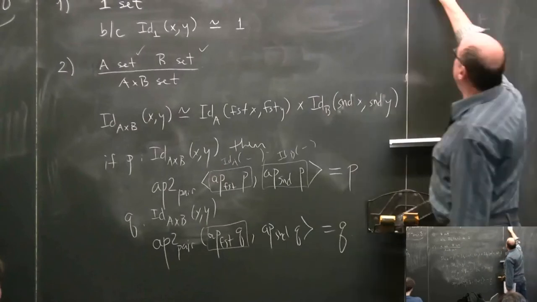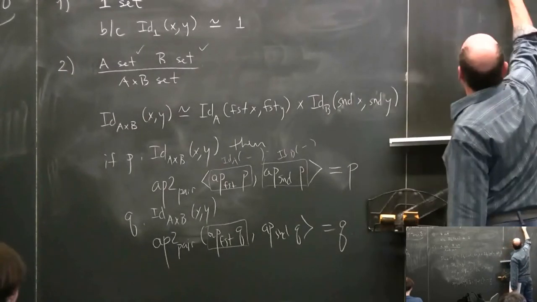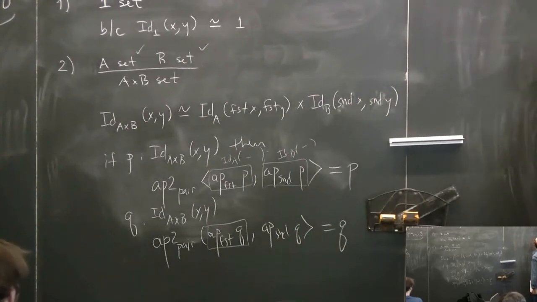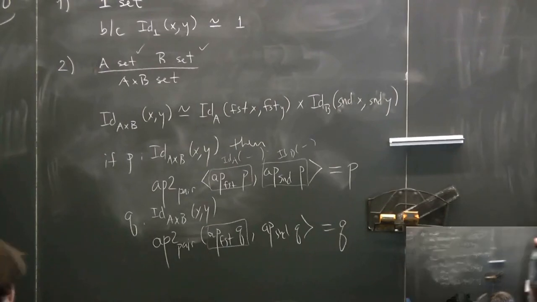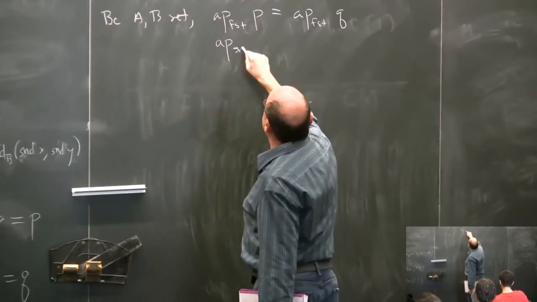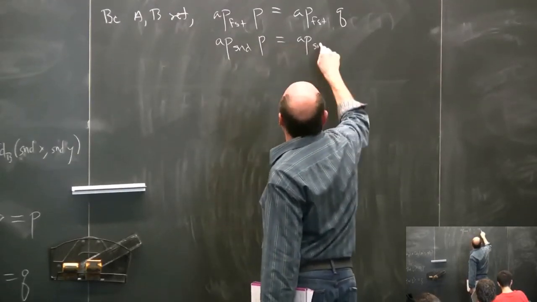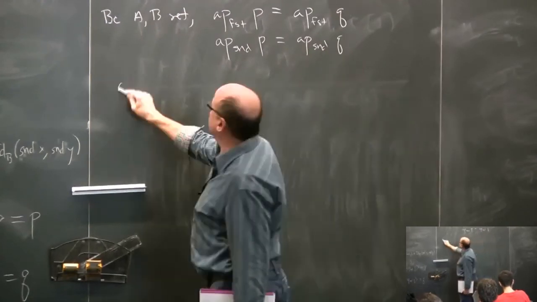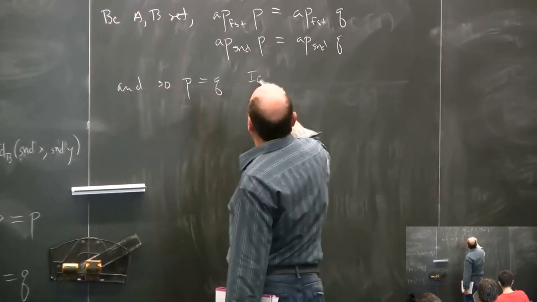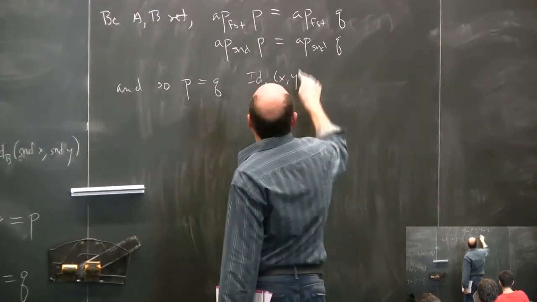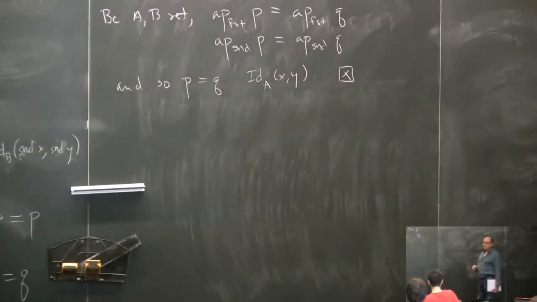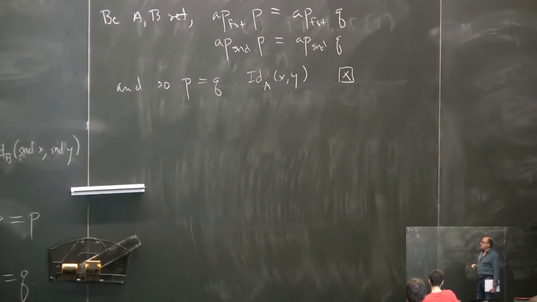So we know, because A and B are sets, then what do we know? That, well, component-wise, ap first of P is actually ap first of Q, because there is only one path between any two things. And similarly, ap second of P is equal to ap second of Q, and therefore, right, P is equal to Q as an element of id A x y, and that's what it means to be a set. Okay? So that's what we're doing. Okay? So now we have the product.